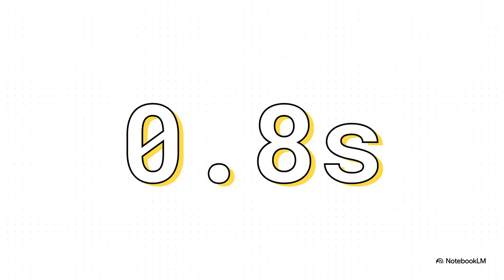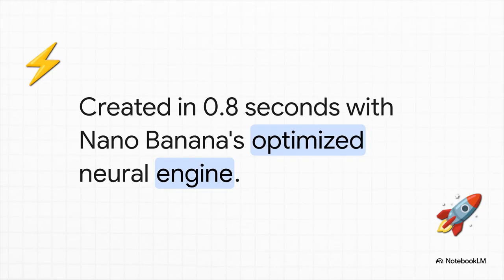Okay, so you're probably thinking, all this power, all this precision, it must take forever to process, right? Nope, get ready for this, 0.8 seconds. Yeah, less than a single second. That's the typical time it takes to generate a complex image. Because of its super optimized neural engine, you get all that quality and all that consistency almost instantly. It's not just more accurate, it is ridiculously fast.